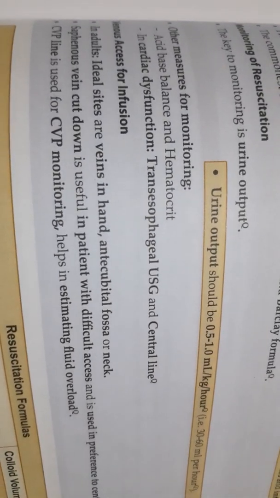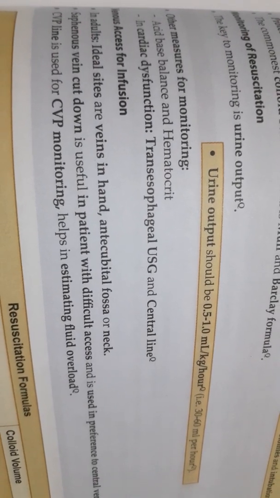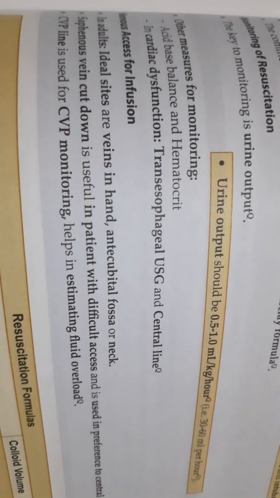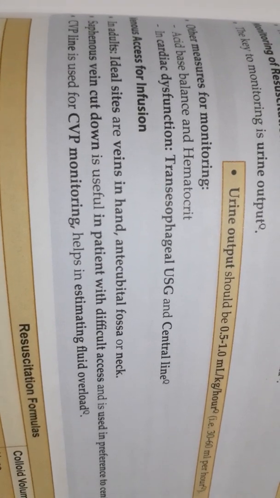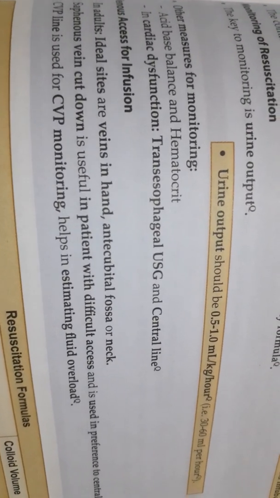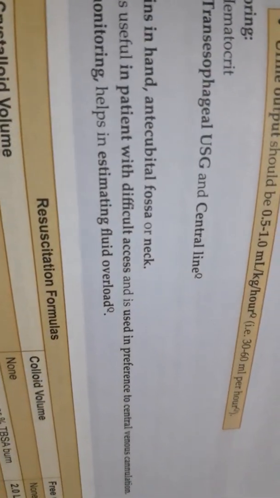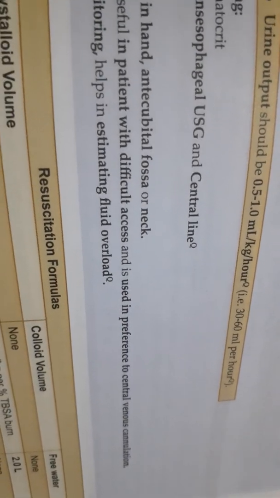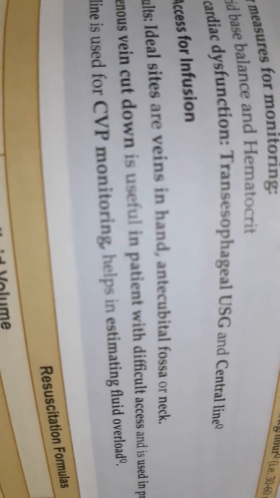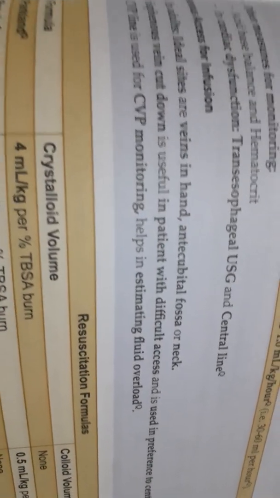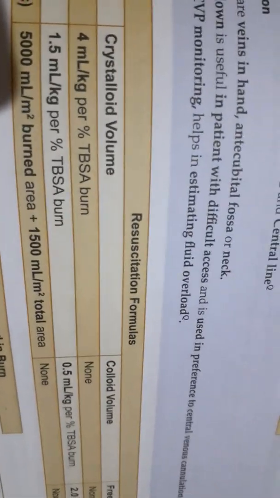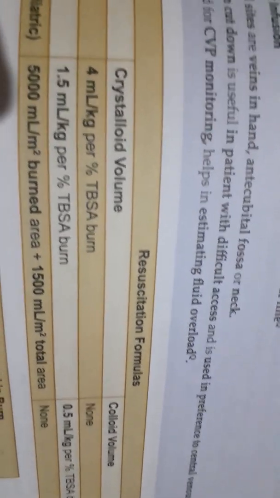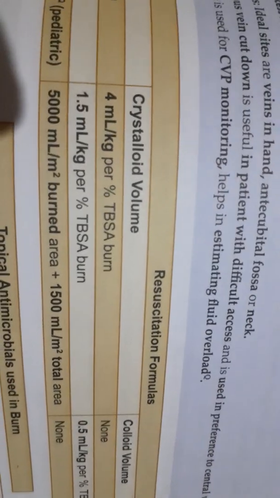Venous access for infusion in adults. Ideal sites are veins in the hands, antecubital fossa, or neck. Saphenous vein cut down is useful in patients with difficult access and is used in preparation for central venous cannulation. A CVP line is used for CVP monitoring and helps in estimating fluid overload. Resuscitation formula.